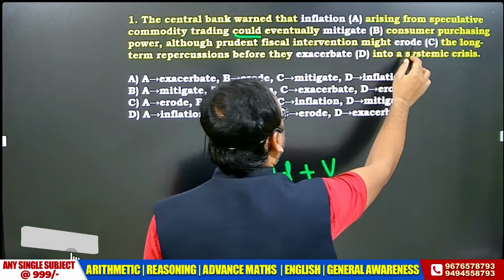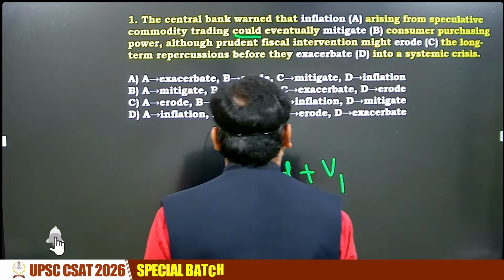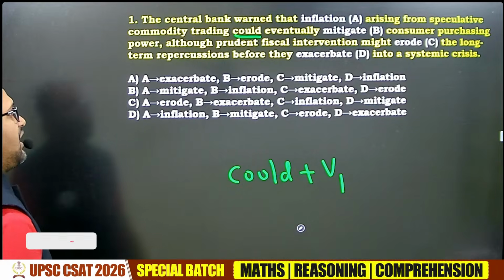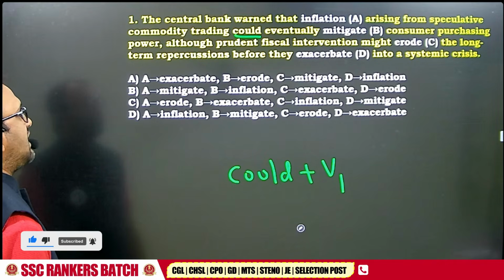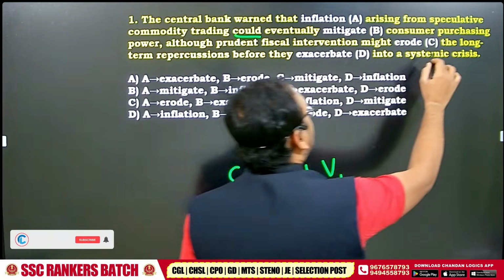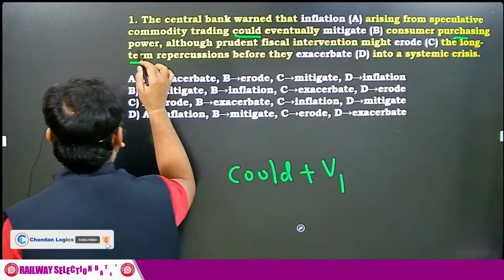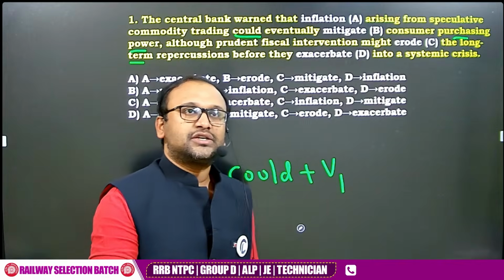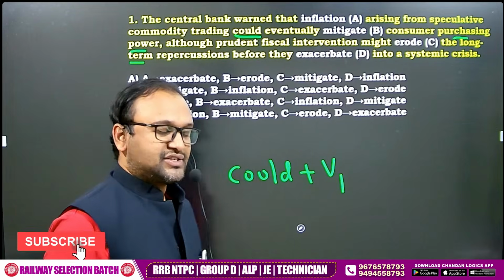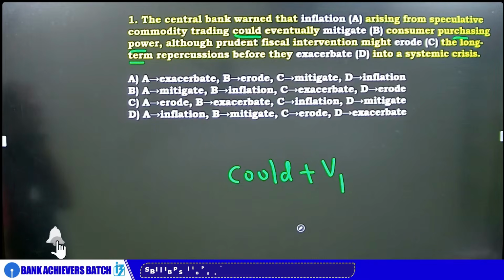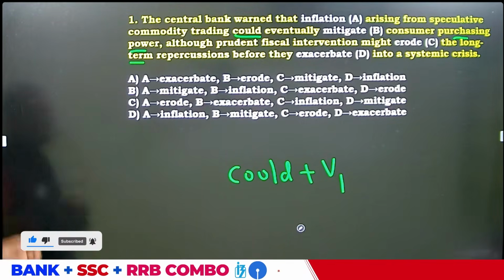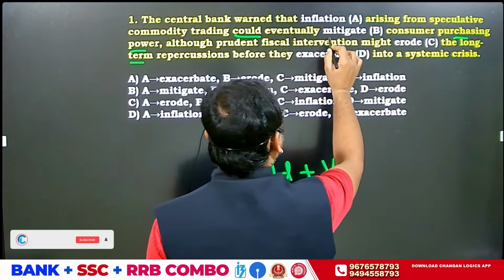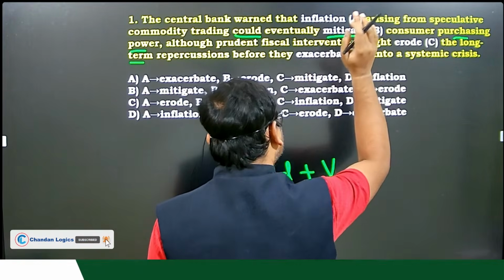It could be mitigate, it could be erode, it could be exacerbate. So there are three verbs possible there. That could eventually mitigate, that could erode, that could exacerbate. If you see here, purchasing power. Usually purchasing power either can be increased or decreased. If you take some good monetary policies and good governmental decisions, purchasing power can be increased. If not, purchasing power can be decreased. What is the meaning of the word mitigate, my dear friends? Mitigate is decrease. So if you ask me, B is in the B position only.